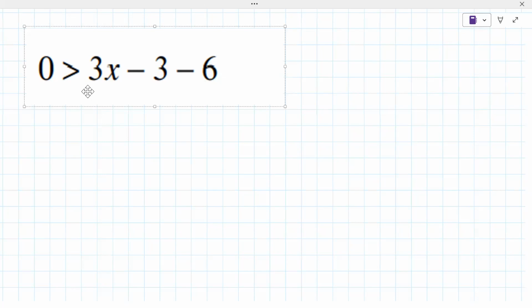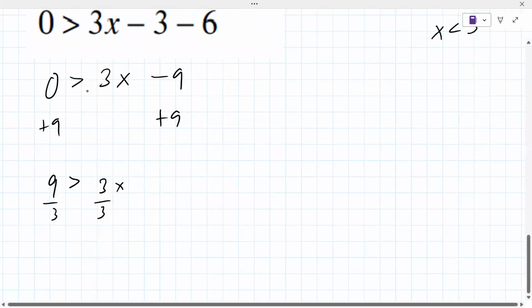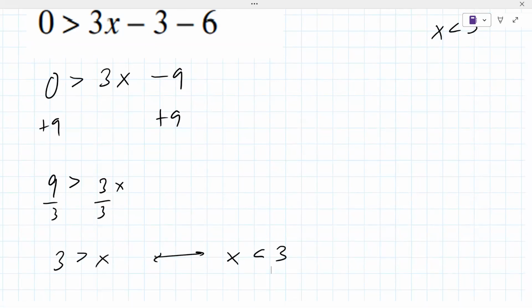I got x is less than 3. You said x is less than 3 like this? Yes. Okay. So this becomes 0 greater than 3x minus 9. Add 9 to both sides: 9 greater than 3x, divide by 3. 3 greater than x, which doesn't make any sense, so we flip it to x less than 3. All right, really good. So just a few more here.